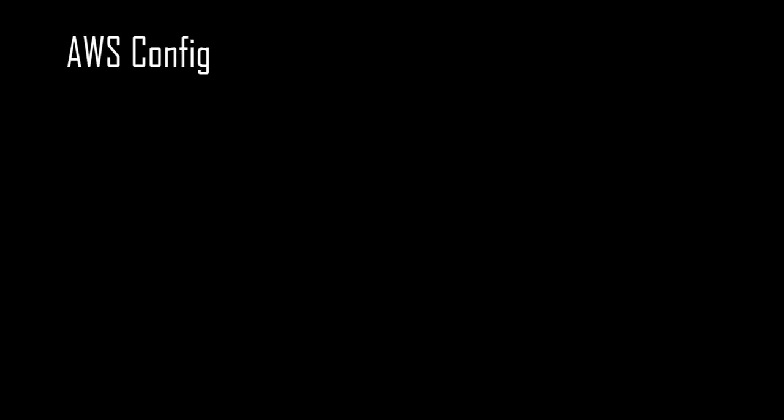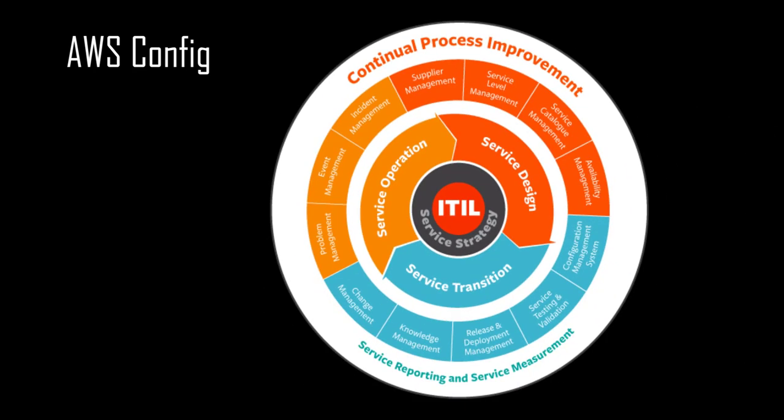Before we start chatting about AWS Config, let's take a few steps back and recollect a few terminologies from ITIL. ITIL is Information Technology Infrastructure Library. In that, we have a module called Configuration Management, which states that every resource that you own and provision is called an asset. That asset is also called a configuration item or a CI.